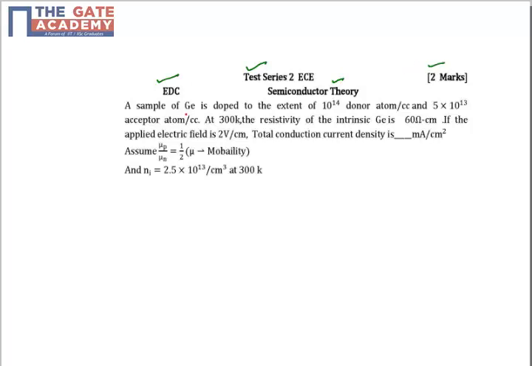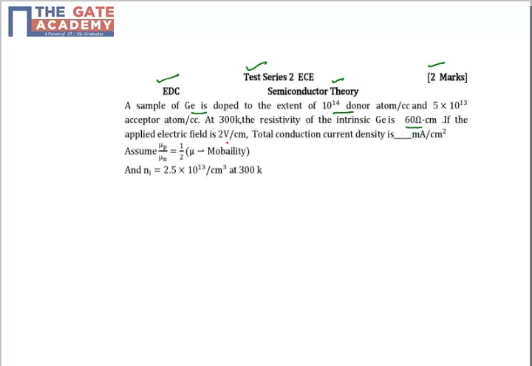Question says that a sample of Ge is doped to the extent of 10 raised to the power 14 donor per atom and 5 into 10 raised to the power 13 acceptor per atom. So my donor atom concentration is 10 raised to the power 14 atoms per cc, and my acceptor concentration is 5 into 10 raised to the power 13 atoms per cc. At 300 Kelvin, the resistivity of the intrinsic germanium is 60 ohm centimeter.